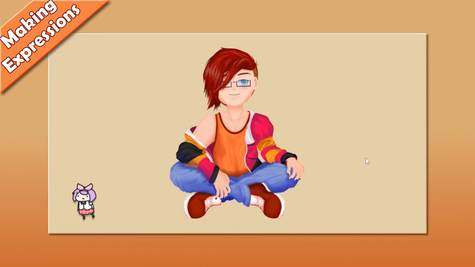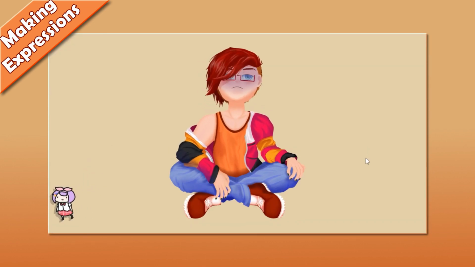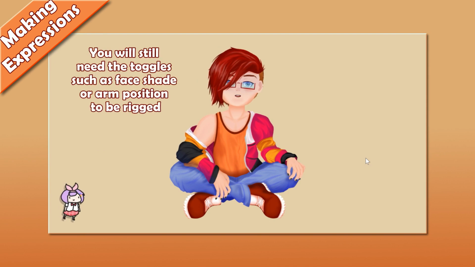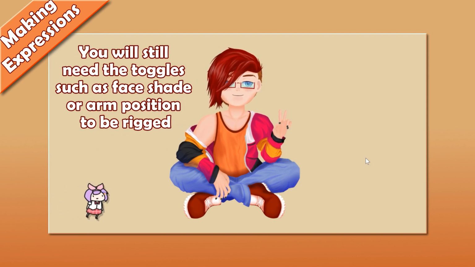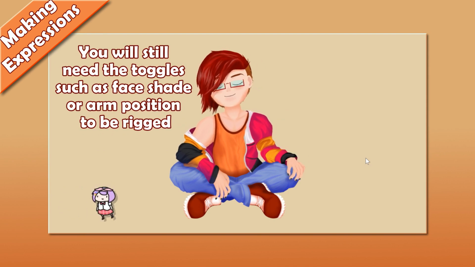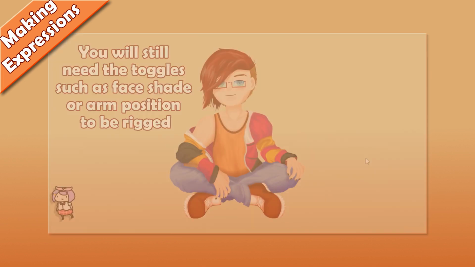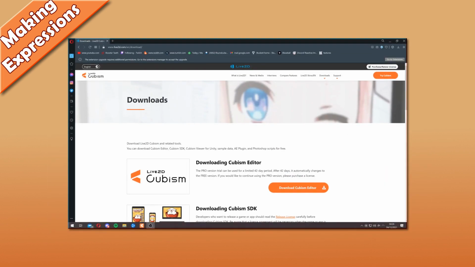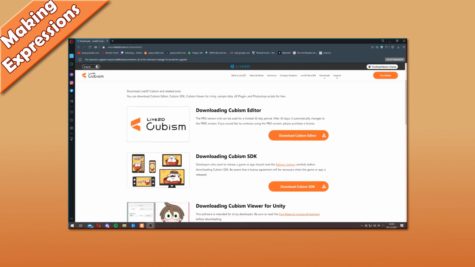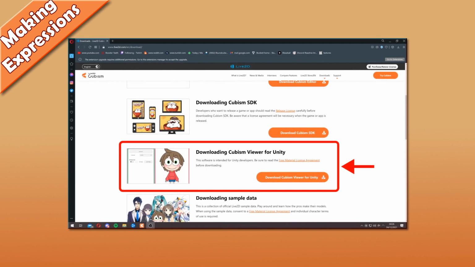First things first though, we're going to look at creating expression files. So expressions are specific poses or options in your model that you want to be able to trigger in VTube Studio. And you can create these files on your own without having to go via a rigger. To do this, you need to go to the Cubism downloads page, and I should have put a link in the description below, and download the Cubism viewer.